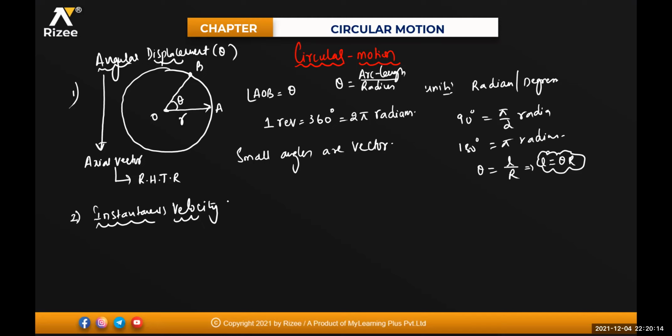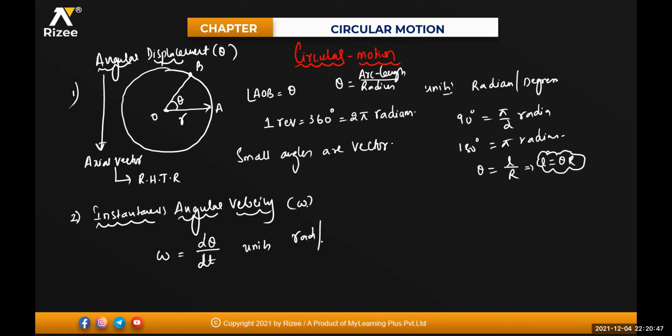Instantaneous velocity. That is instantaneous angular velocity, represented by omega. Can anyone tell me? Omega is equal to, like velocity, displacement by time. Here it will be the rate of change of displacement, that is nothing but d theta by dt. Units: radians per second. Clear?